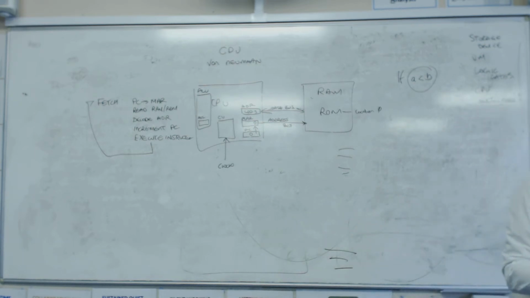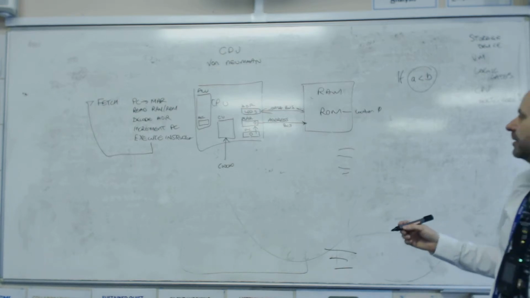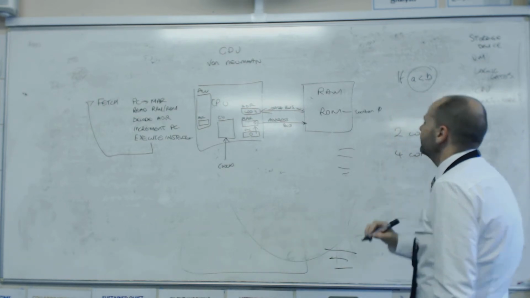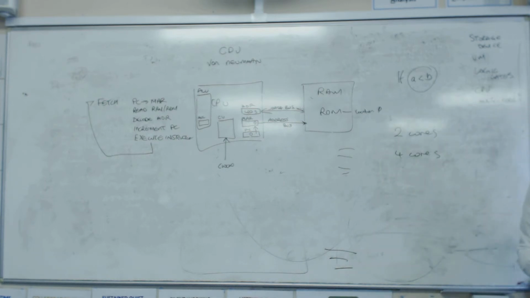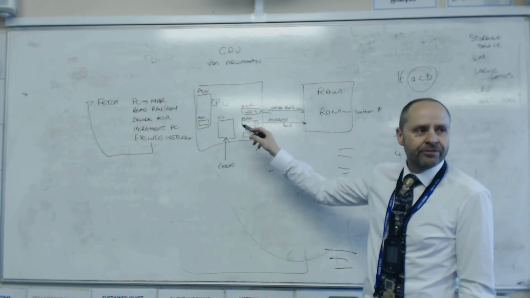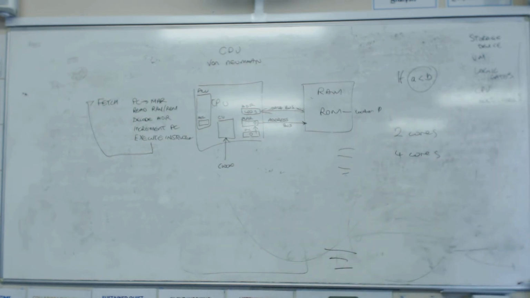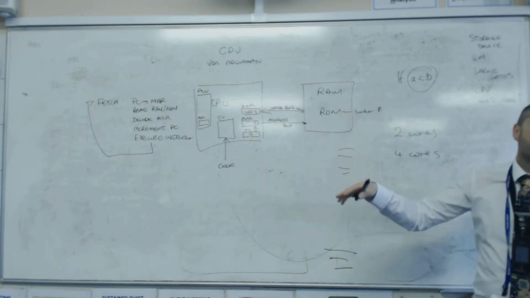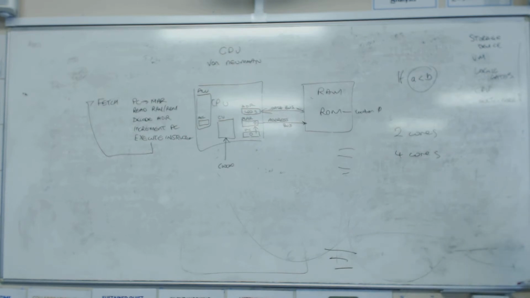Now there was a question, and it does keep coming up, about you've got two different CPUs, one with 2 cores and one with 4 cores. Okay? Right, let's just talk briefly about what that means. 2 cores means you've got 2 of these. Okay? 2 control units, 2 sets of registers. Separate CPUs. That's what we mean by core.